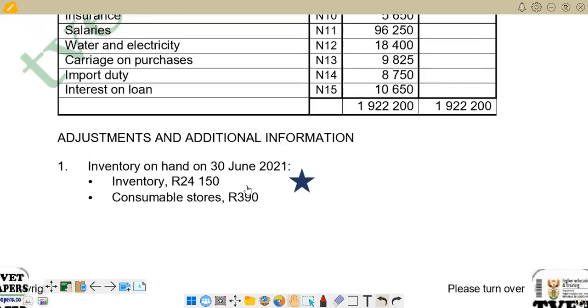So this one is representing the closing balance of inventory. Remember, the opening balance of inventory is given in the list of balances. And remember, this statement of comprehensive income that we want to prepare is for a sole trader.